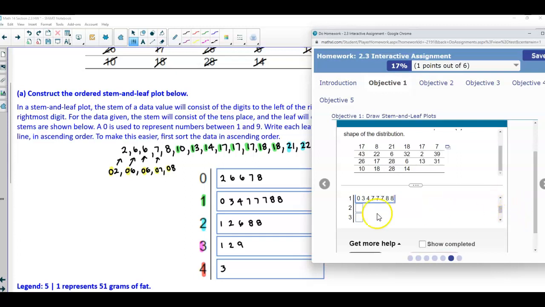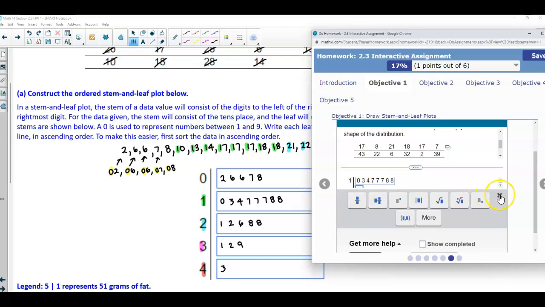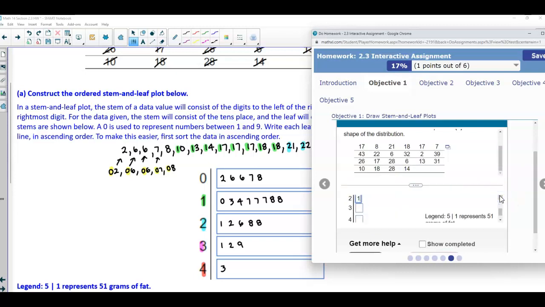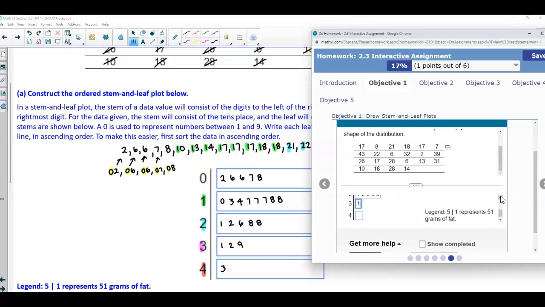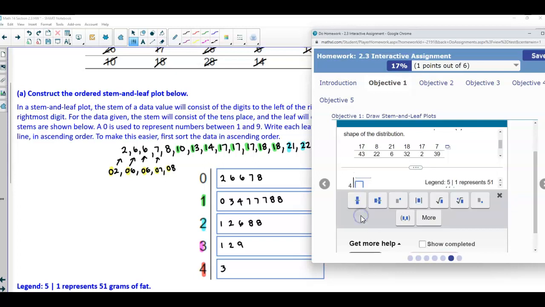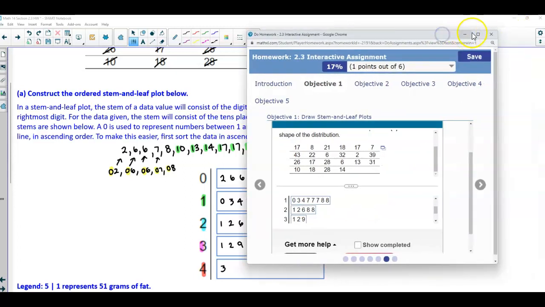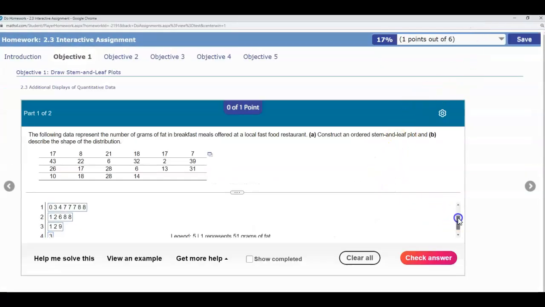8. Okay, and then the leaves for 2, we have 1, 2, 6, 8, and 8. Okay, and then the leaves for 3 are going to be 1, 2, and then 9. And then the leaf for 4 is going to be 3. Now let's go ahead and check our results to make sure we have this correct.